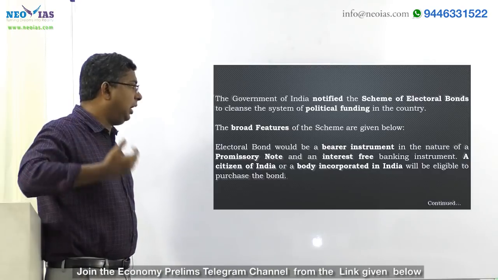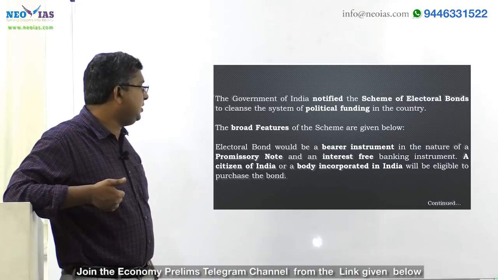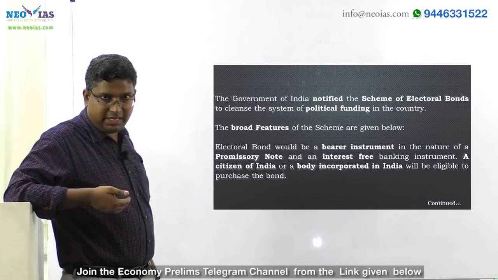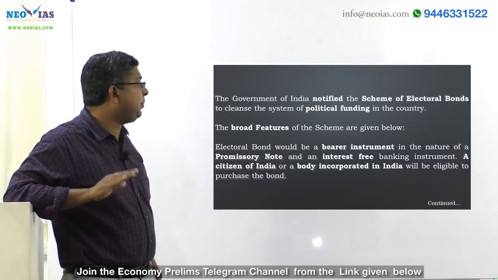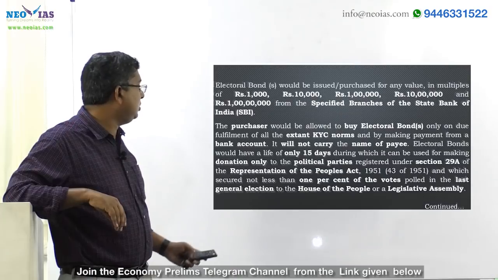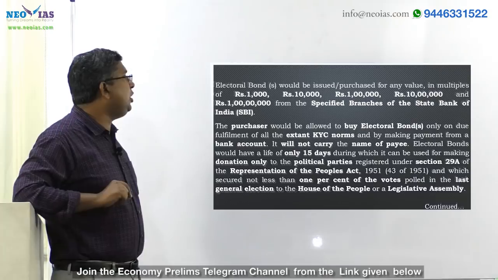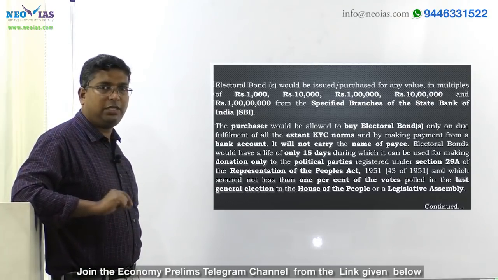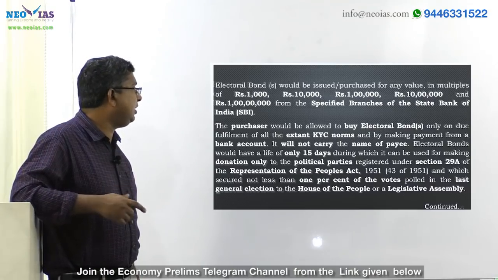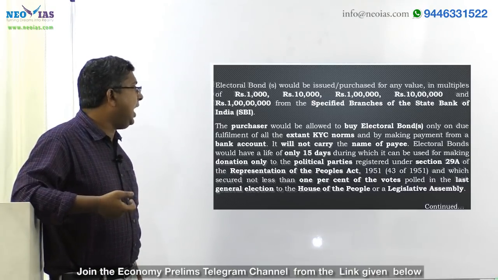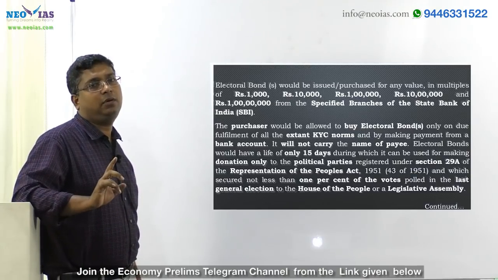And who is eligible to purchase this bond? An Indian resident or a body incorporated in India. So an Indian resident or a body incorporated in India can only purchase this bond. That's a very important point to be noted down. Then this bond will have values in multiples of 1000, 10,000, 1 lakh, 10 lakh and 1 crore, and it can be purchased only from the specified branches of SBI.